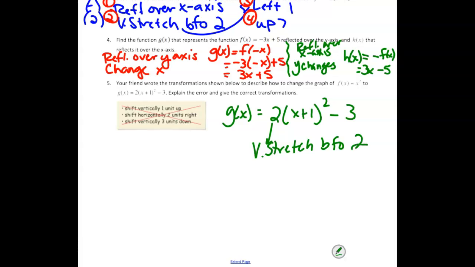What is the 1 going to do? Okay, so left 1, and then what does the negative 3 do? Down 3. That's what should have happened. They said they vertically shifted 1 unit up. Okay, so they're getting the left, right, up, down mixed up. They said they shifted it horizontally 2 units to the right. They're getting a vertical stretch confused with a horizontal shift. Shifting vertically 3 units down, they had that part right. Okay.